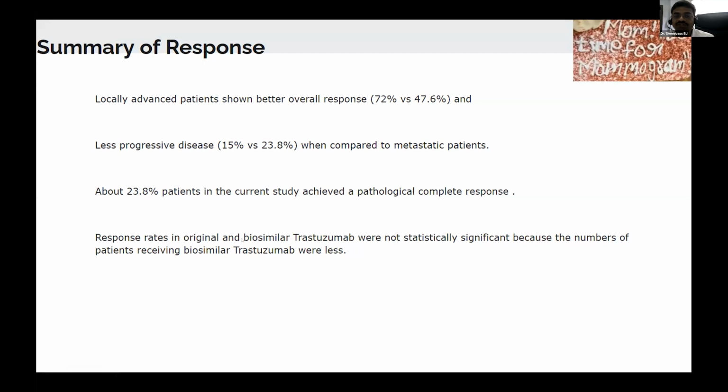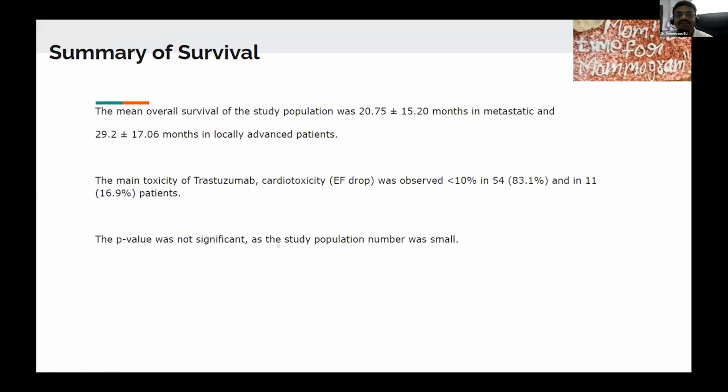Response rates in virgin and biosimilar trastuzumab were not statistically significant because the number of patients receiving biosimilar trastuzumab was small. The mean overall survival of the study patients was 20 months in metastatic and around 29 months in the locally advanced patients. The mean duration of follow-up was only 4 years. After that, we didn't follow up these patients.